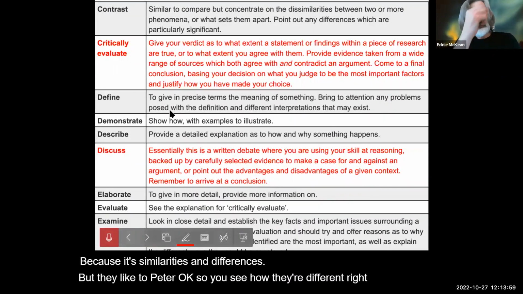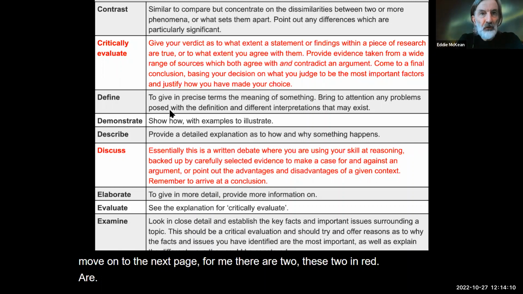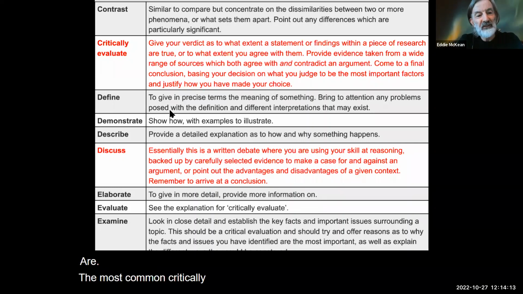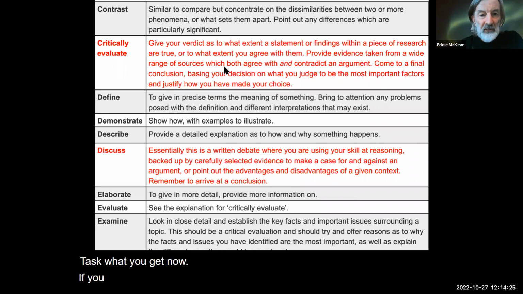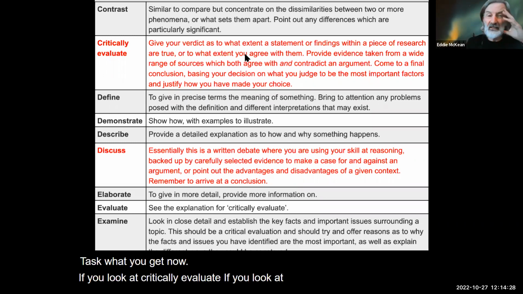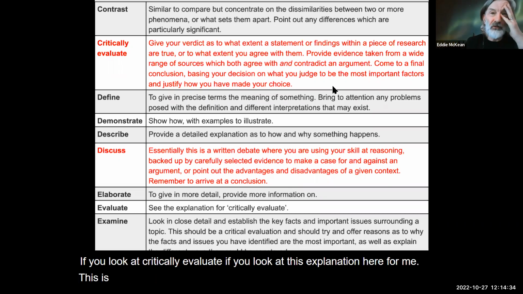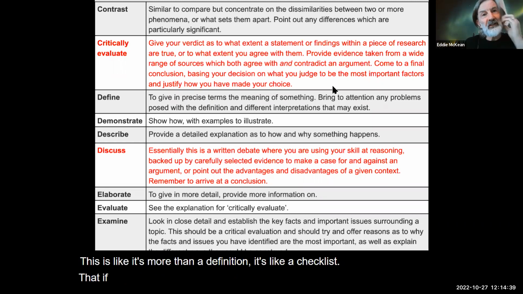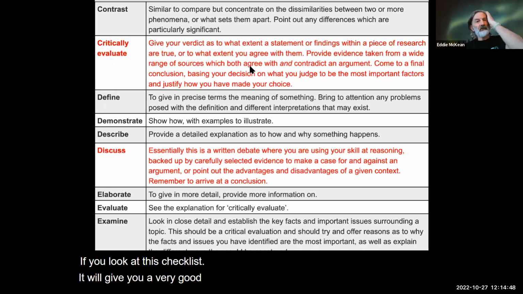Now, if we move on to the next page, for me, these two in red are the most common. Critically evaluate or critically discuss or something critically something. That is the most common task word you'll get. If you look at the explanation of critically evaluate here, for me it's more than a definition. It's like a checklist. If you've written an essay, this checklist will give you a very good idea of whether you've done it reasonably well or not.